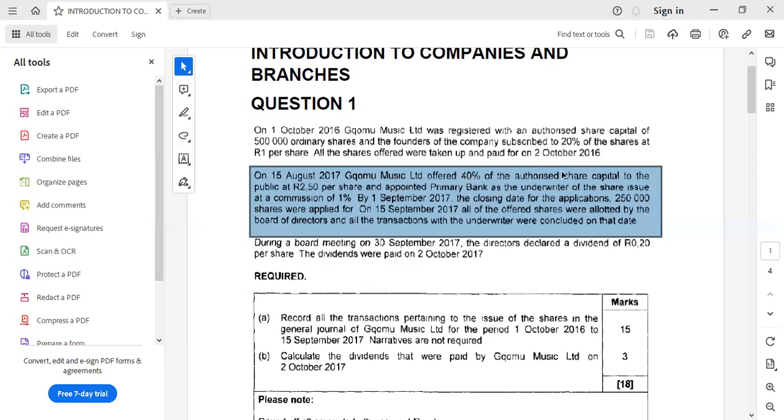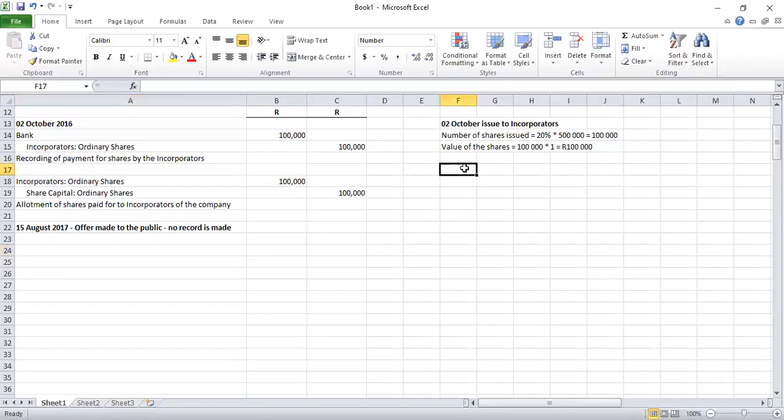Okay, they issued 40% of the ordinary shares. Can we just calculate how many shares were being issued? Shares offered on 15 August 2017. They said 40% of the authorized share capital, and we know that the authorized share capital is 500,000. So that means they were offering 200,000 shares.